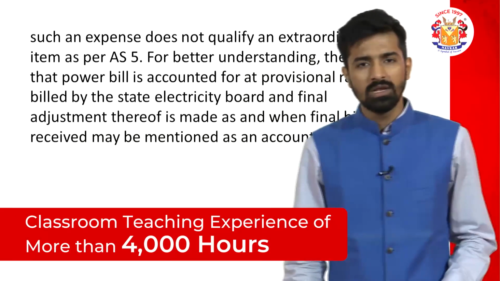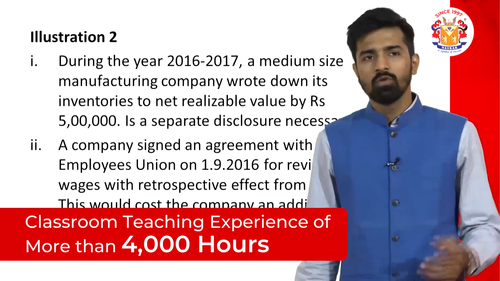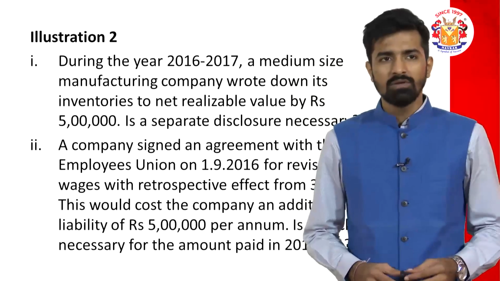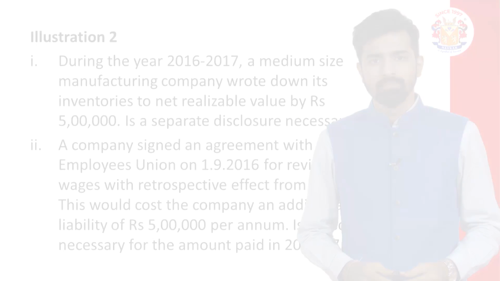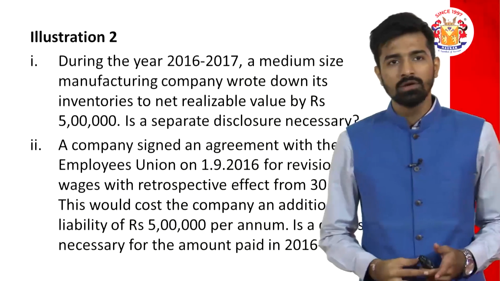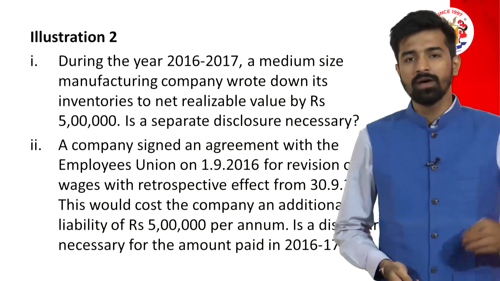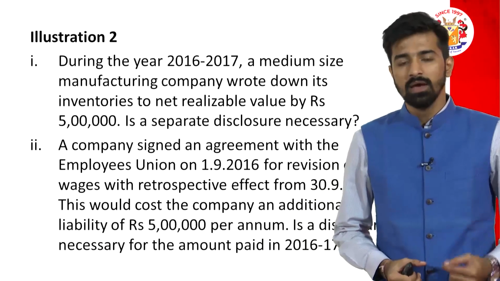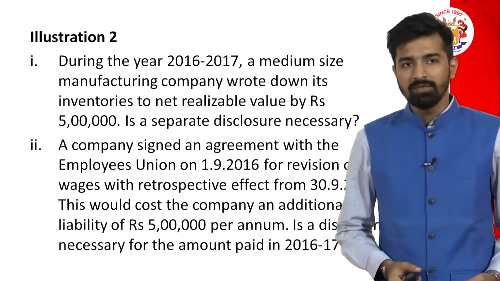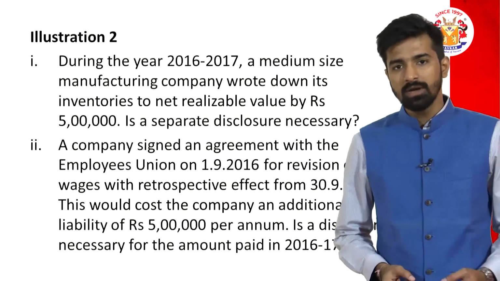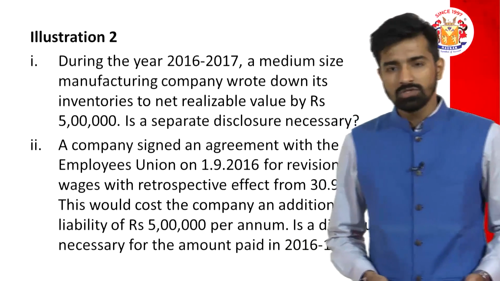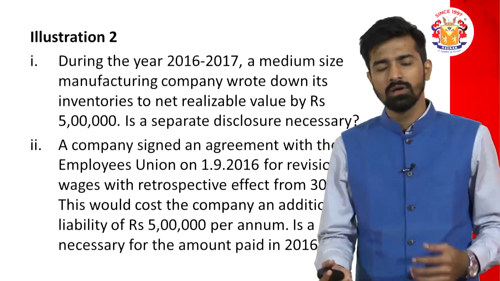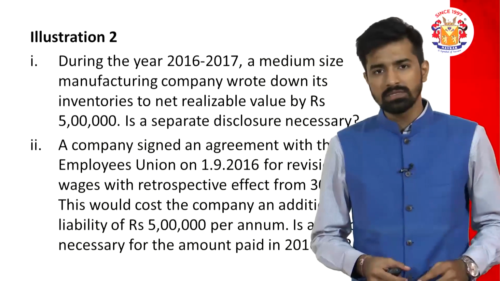So that is a question, illustration number 1. Let's now move towards illustration number 2. Now this is divided into 2 questions. There are 2 separate questions. Let us have a look at the first question. The first question says that during the year 2016-17, a medium-sized manufacturing company wrote down its inventory to its net realizable value by rupees 5 lakhs. Is a separate disclosure necessary? So the first question is medium size. We'll look at the answer later on, but let us discuss the answer about this.